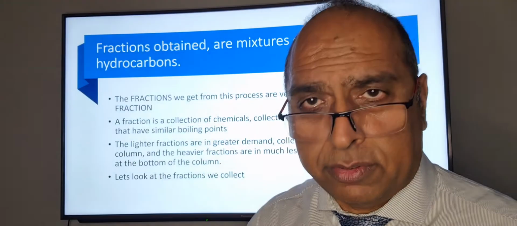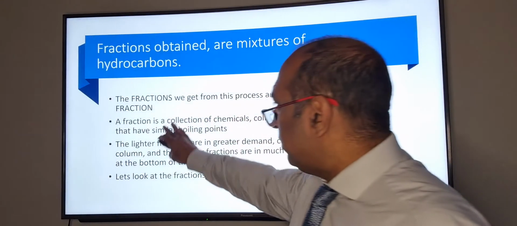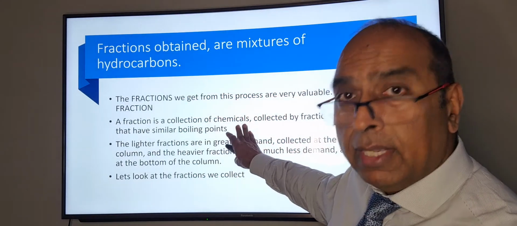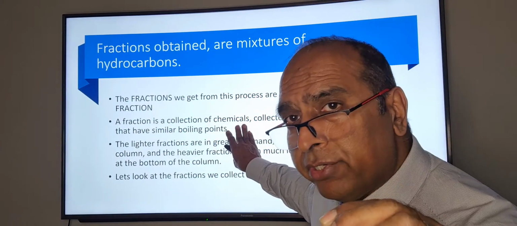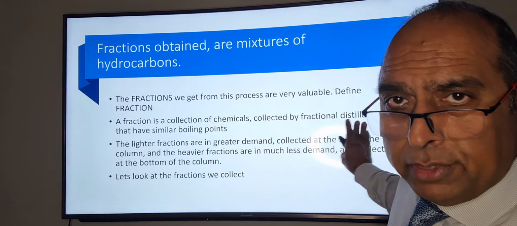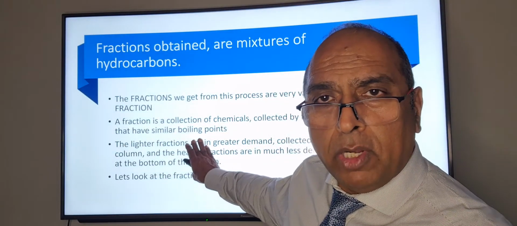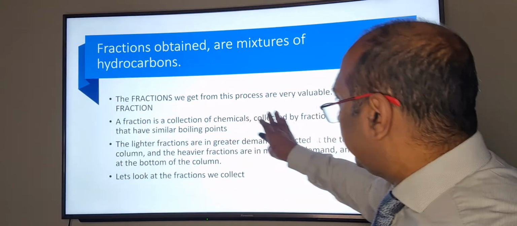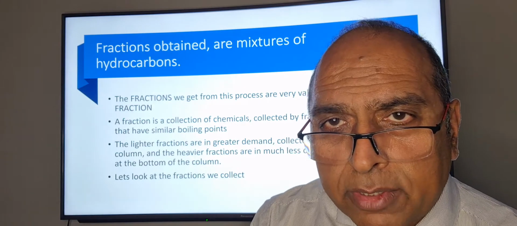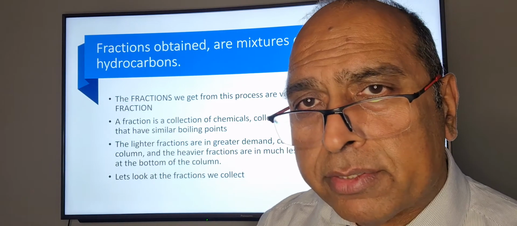Right, so fractions. What are they? Well, fractions are valuable. Define a fraction. A fraction is a collection of chemicals. So it's not pure. It's a mixture. Fractions are mixtures collected by fractional distillation that have similar boiling points. Similar boiling points. That's what's crucial. And collected by fractional distillation. That's what a fraction is.